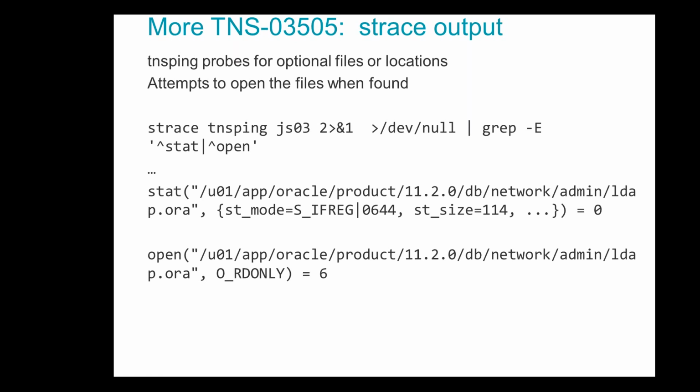So we're looking for stat calls and open calls. Now, a stat call is a probe to see if a file is there, basically. We see that in the first line here. The return code is 0, so yeah, the file is there. And it was successfully opened and returned file handle number 6.